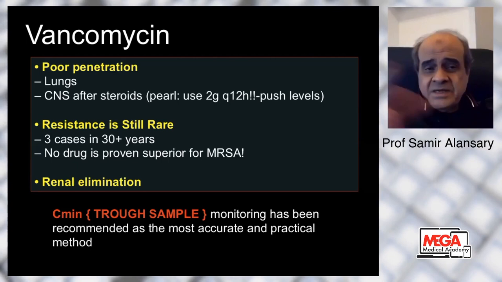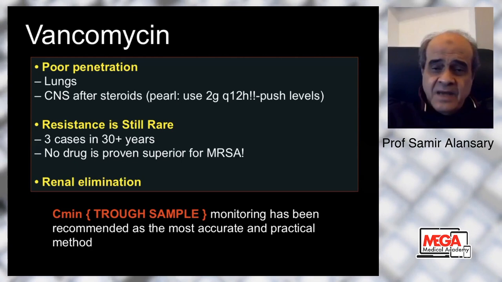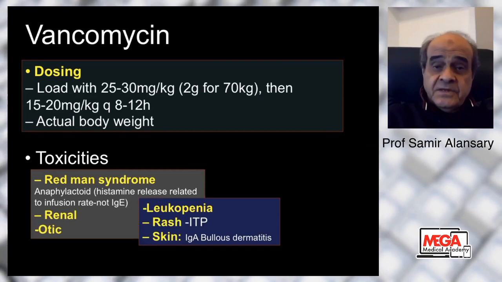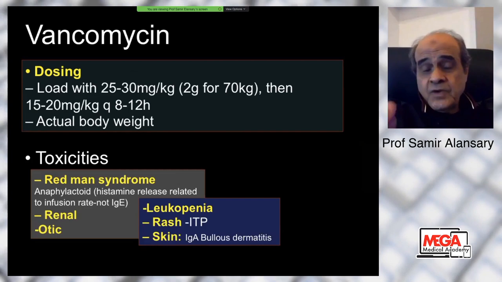Don't forget the trough sample after 4 days for vancomycin. For vancomycin doses, load with 25 to 30 milligrams per kg. We prefer this high dose, 2 grams for 70 kilograms, and after that 15 to 20 milligrams per kg every 8 to 12 hours, from actual body weight, of course.